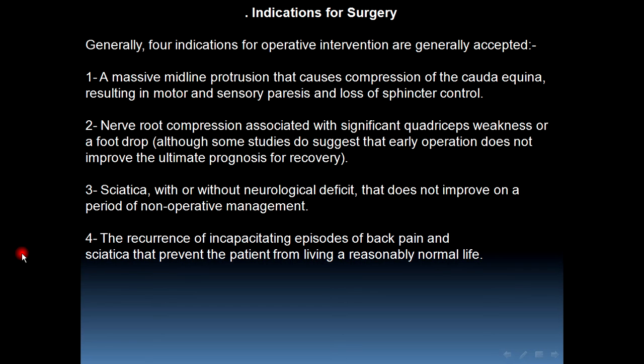Now, what are the indications for surgery? Generally, 4 indications for operation are generally accepted. First, a massive midline protrusion that causes compression of the cauda equina, resulting in motor and sensory paresis and loss of sphincter control. Second, nerve root compression associated with significant quadriceps weakness or foot drop, although some studies do suggest that early operation does not improve the ultimate prognosis for recovery. Third, sciatica with or without neurological deficit that does not improve on a period of non-operative management. And finally, the recurrence of incapacitating episodes of back pain and sciatica that may prevent the patient from living a reasonably normal life.